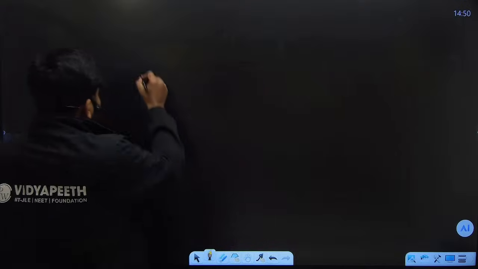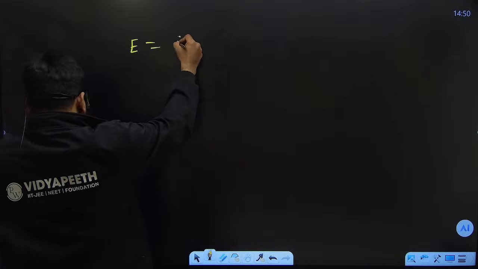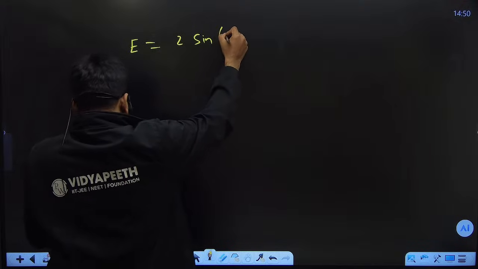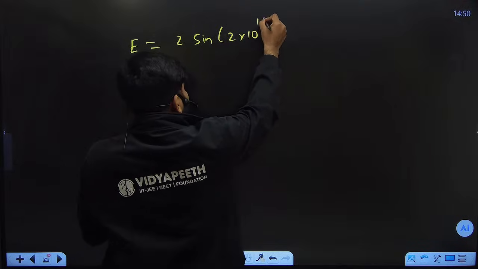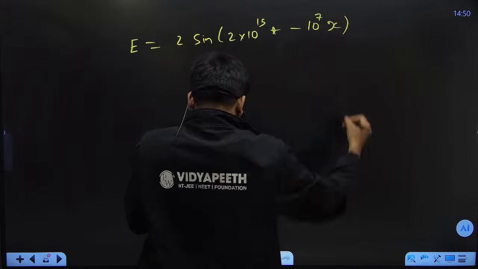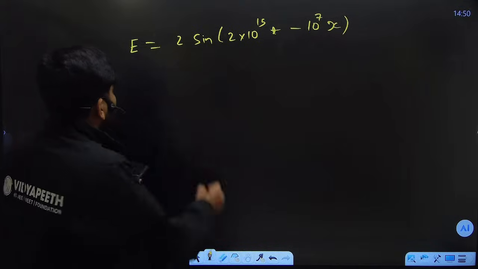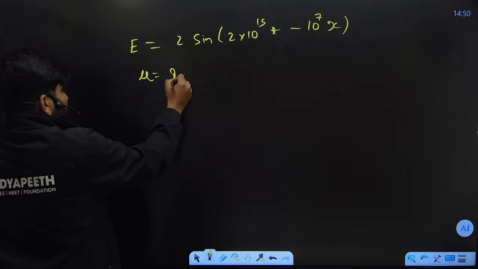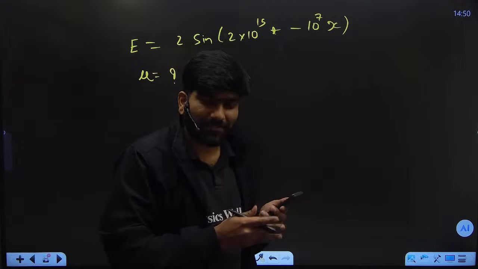The electric field equation for an EM wave is given as 2 sin(2 × 10^15 t − 10^7 x). That's it. Find the refractive index of the medium through which this EM wave is traveling.